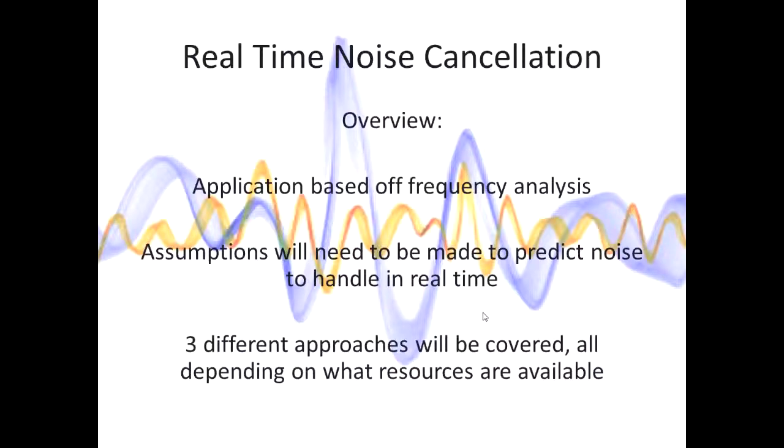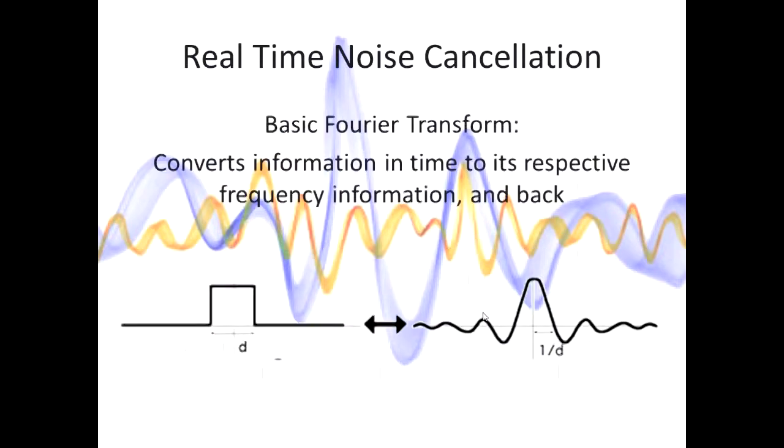Now, we're going to have to make some assumptions because the noise is going to be in real time, and trying to get rid of it, you can't predict that accurately. You can't know what's going to happen before it happens. So some predictions will have to be made based off assumptions. Now, there's a multitude of ways to get rid of noise. We're going to look at three different approaches in this presentation.